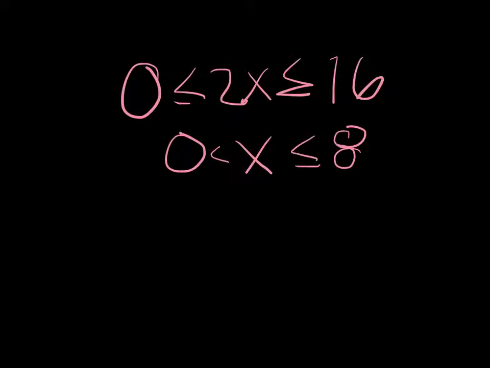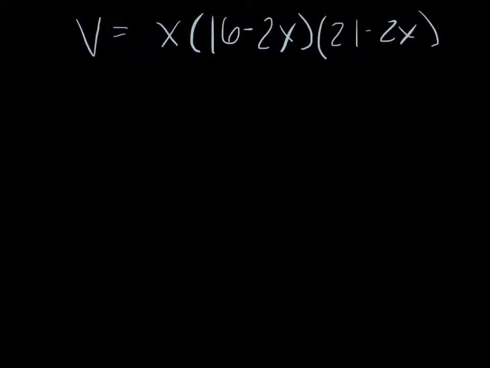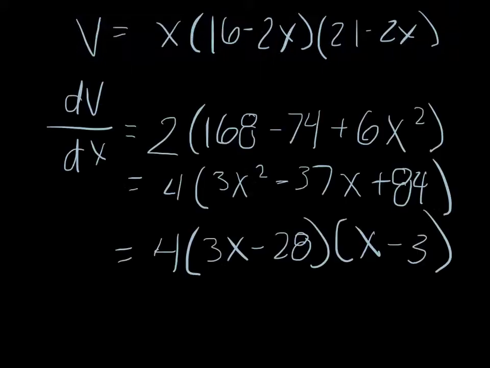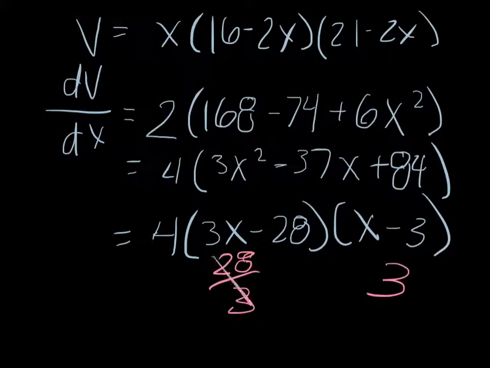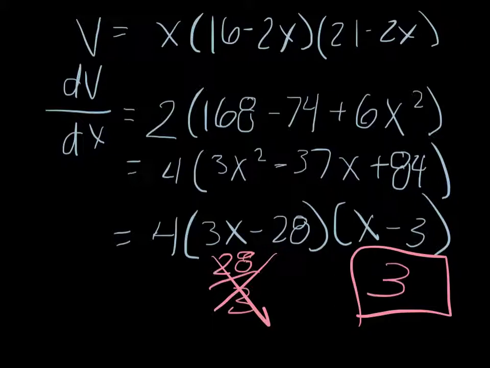Going back to this, we know that to find the critical numbers for the function, we must differentiate V with respect to x. We now can find that our critical numbers are here 28/3 and here 3. However, we know that 28/3 is out of the domain of the function. Therefore, 3 is our critical value.